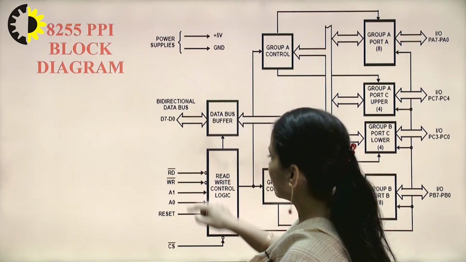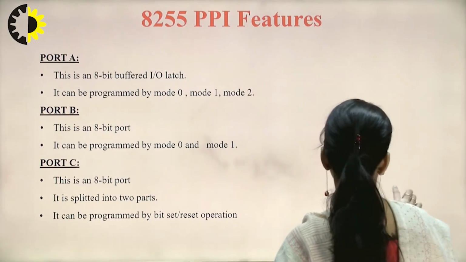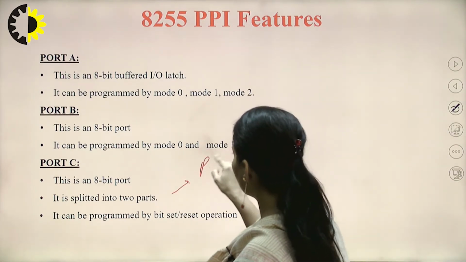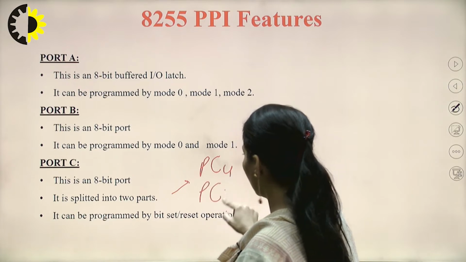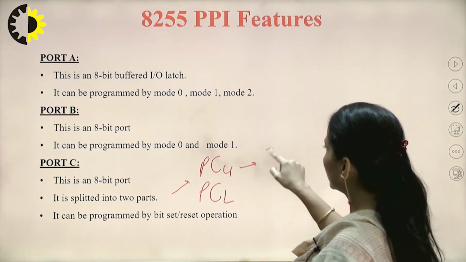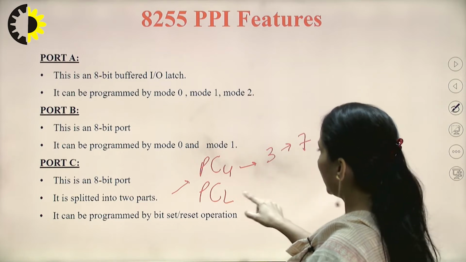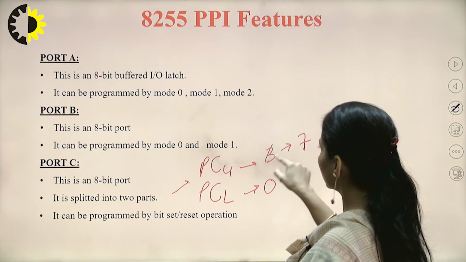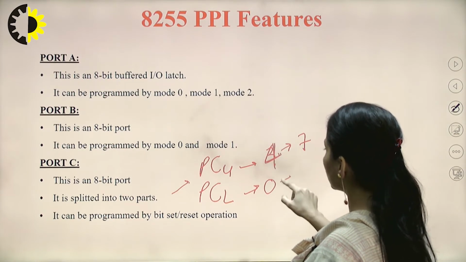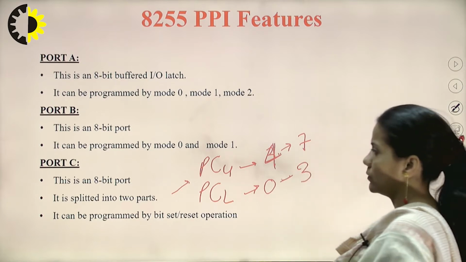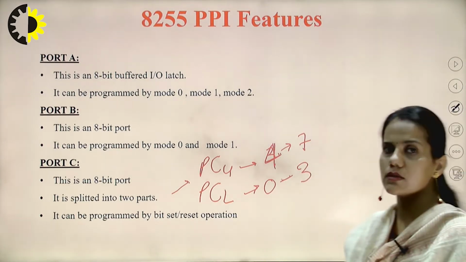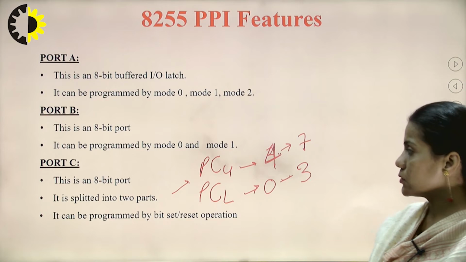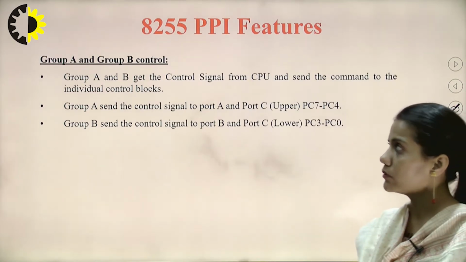So, port C upper and port C lower. In port C upper, bits 4 to 7, and in port C lower, bits 0 to 3. In this way, port C is split into 2 parts, port C upper and port C lower. It can be programmed by the set reset operation.